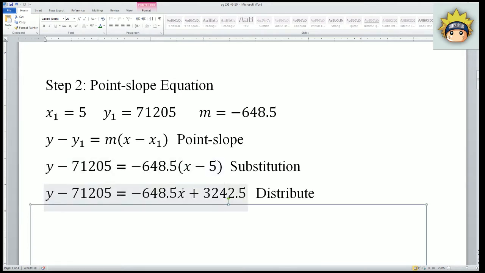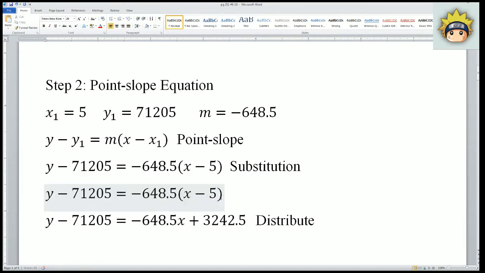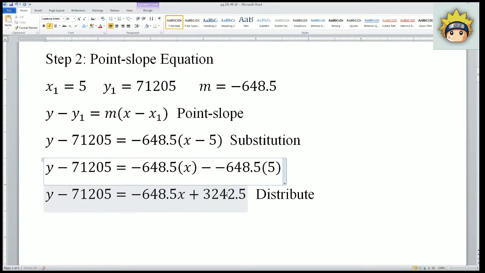I distribute. If you want to see the distribution step, what's really happening is this. Negative 648.5 is being multiplied into x, then negative 648.5 is being multiplied into 5. This is what the distribution step looks like, right? Because this times this, then this times this. If you simplify, negative times a negative is a positive. 648.5 times 5 is your 3,242.5.